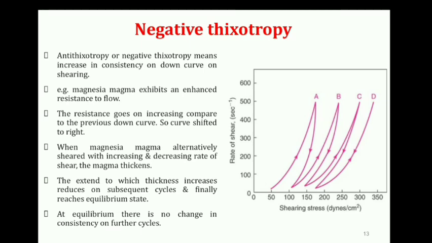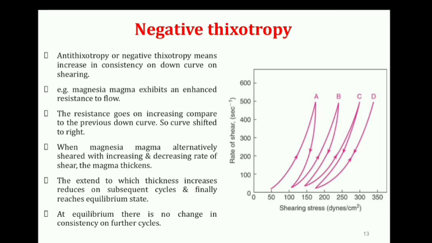That's why you can see your four curves, that is A, B, C, D. So the curve is always shifted towards the right-hand side. Okay, so consistency goes on increasing. When magnesia magma is alternately sheared with increasing and decreasing rate of shear, the magma thickens. Okay, so viscosity will increase. The extent to which the thickness increases reduces on subsequent cycles and finally reaches an equilibrium state.